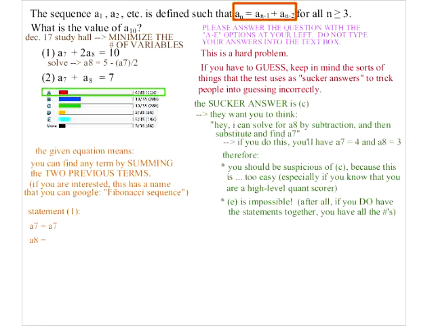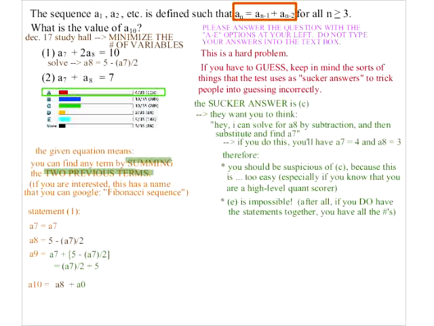Alright, so we can solve for A8. So that's 5 minus 1/2 of A7. Then you can just add these. You can sum the previous 2 terms. So if we do that, then we can find A9. So that's A7 plus that whole expression. And so that gives you A7 over 2 plus 5. And then if you want to find the 10th term, you just do it again. So that you add the 8th term and the 9th term. And then you have expressions for those.